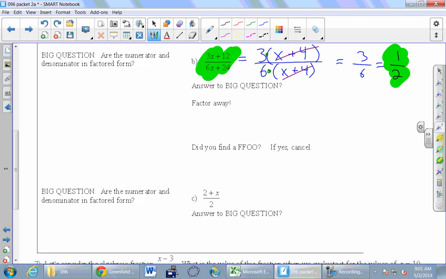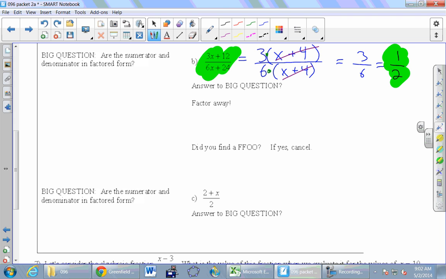Okay, looking down here at part C, 2 plus x over 2. So first question, can I cancel the 2's? No. One of the 2's is ready to be canceled. Which one is fair game to cancel? It's the one on the bottom. It's just a solitary 2. But the one on the top has an addition sign right next to it. It is not ready to cancel.